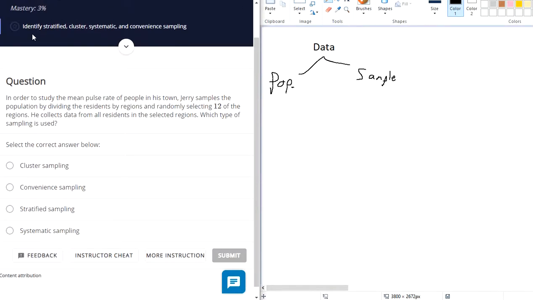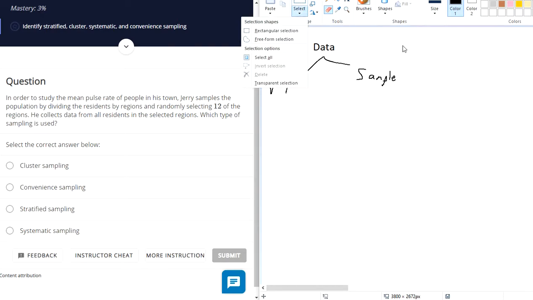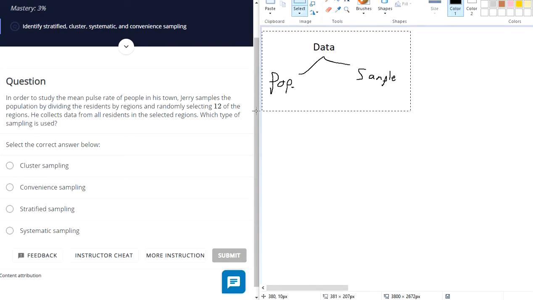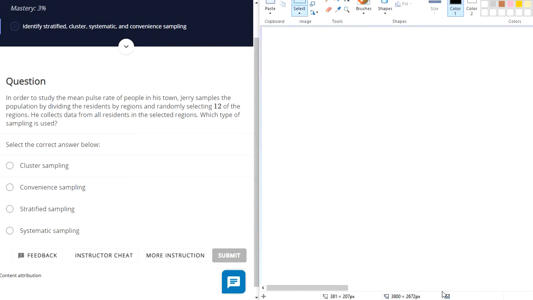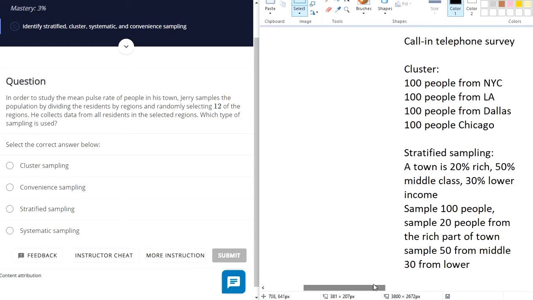So this question is another stratified, cluster, systematic, or convenient sampling question. So it wants us to identify the type of sampling method, I think. So before we get into that, just in case we haven't seen the other video, a quick example of each of those.